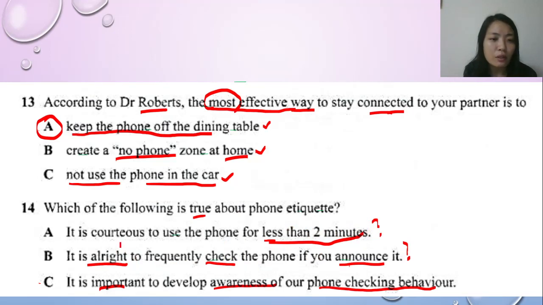You just announce only what? Then it's courteous what? Not so alright. Alright? It's not really less. So these two actually look more wrong to me. I would go with C. It is more important to develop awareness.